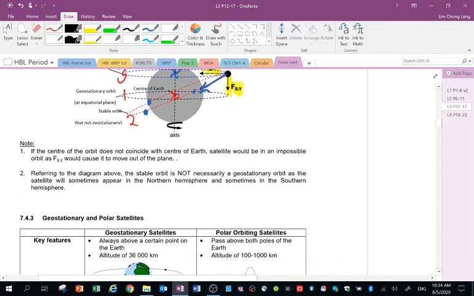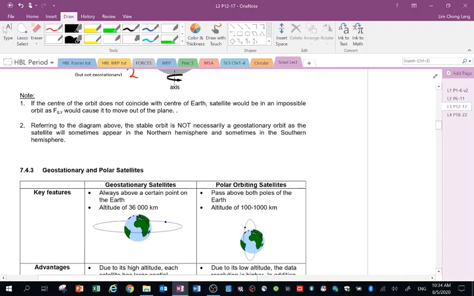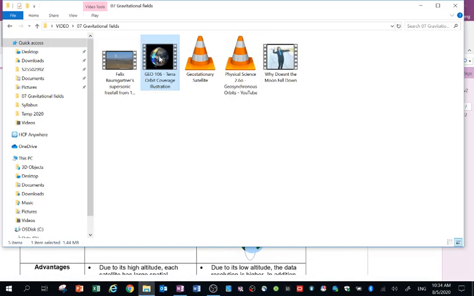Okay, we are going to make a comparison between geostationary and polar satellite. But before that, I have to show you a video to illustrate what a polar satellite is. Okay, let's look at this video.